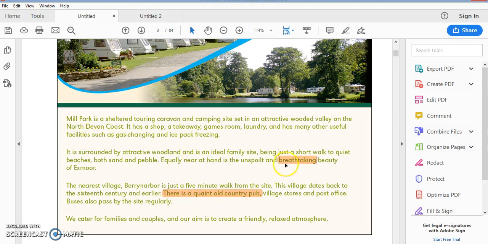So with that in mind, we've got the word breathtaking here that we've identified. Defining breathtaking is fairly straightforward, really, isn't it? It's something that's so beautiful it almost takes your breath away. And we get that from the word beauty immediately following it. What's a little more complex here is we actually have to do some thinking. We have to think about why they've used that.